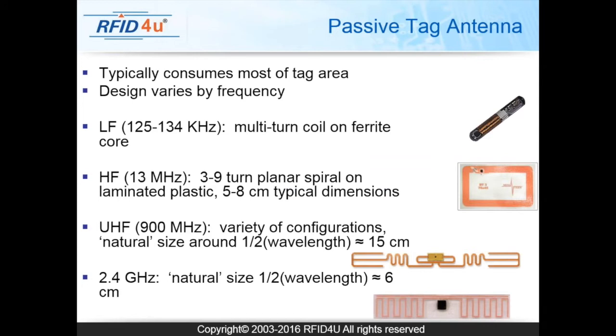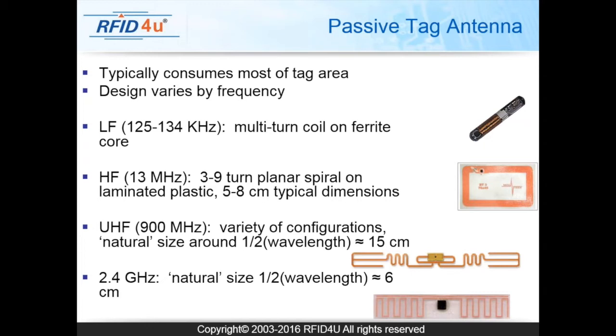So the passive tag antennas typically consume most of the tag area. The design varies by frequency. As we saw, the HF has the continuous circle loops, whereas the UHF has a dipole. The low frequency has a ferrite core, metal core, with a wire wrapped around it, multi-turn coil on a ferrite core. And this most commonly you will see used in animals, and if you've gone to the vet and had your dog or cat had a chip put in, this is what they would have. It would be an encapsulated chip that is low frequency.